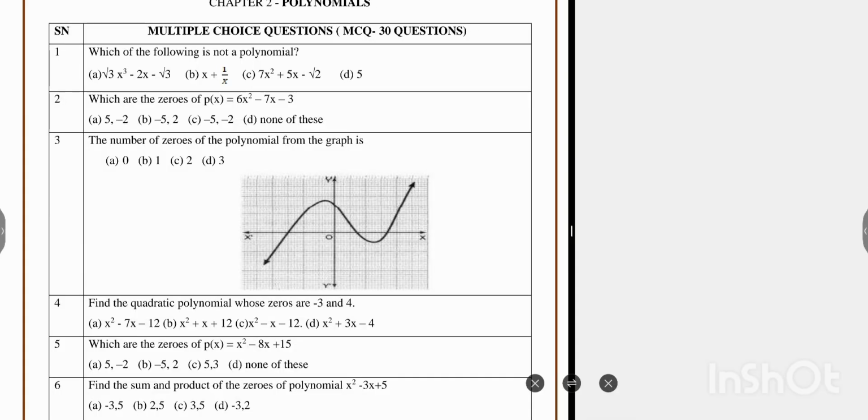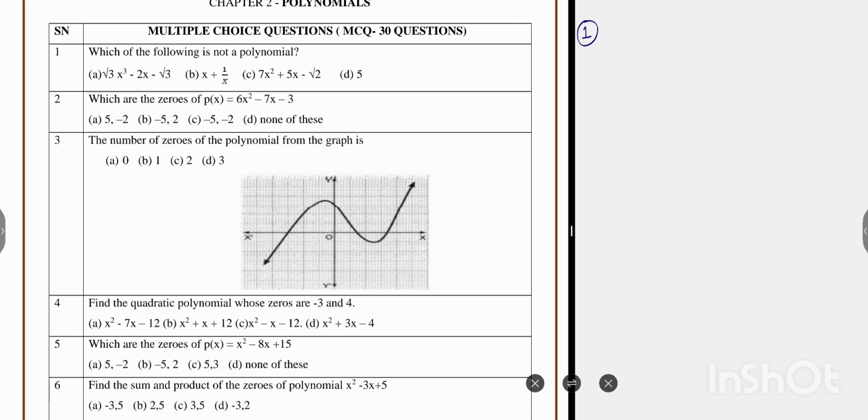Hello everyone. Let's discuss today important MCQs in polynomials chapter. Here, if you see first question, which of the following is not a polynomial? You can see first option is root 3 x to the power of 3 minus 2x minus root 3. Second is x plus 1 by x. Third is 7x square plus 5x minus root 2, and option D is 5.